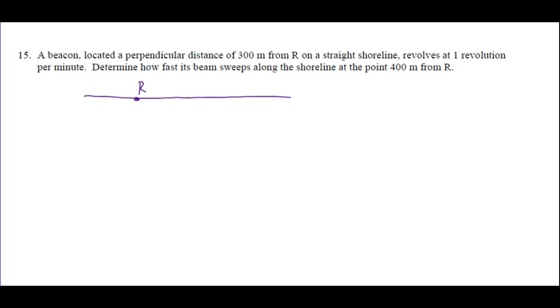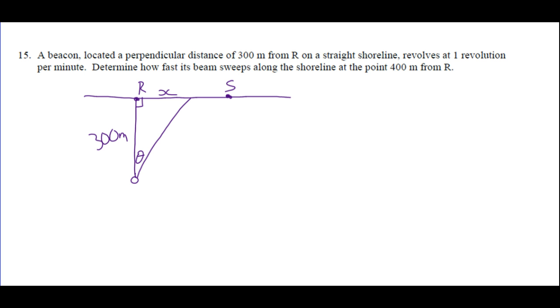Here's this point R. Here's the beacon out here, beacon, which is 300, and this is 300 meters. And let's call this X. That's going to be 90. That's theta. And then there's a point. Let's call that S. So we want to know when X is 400, right? But we're not putting 400 in there just yet, okay?